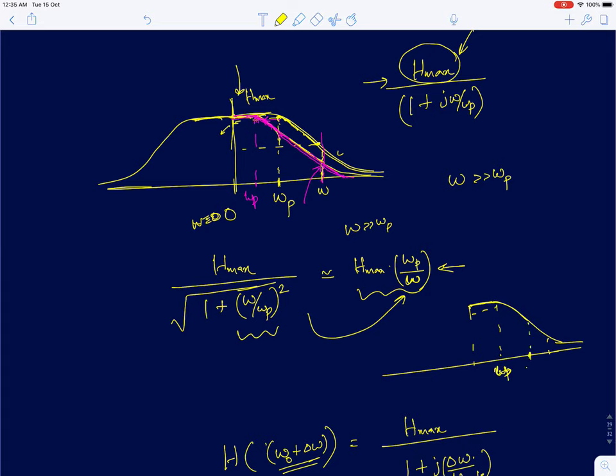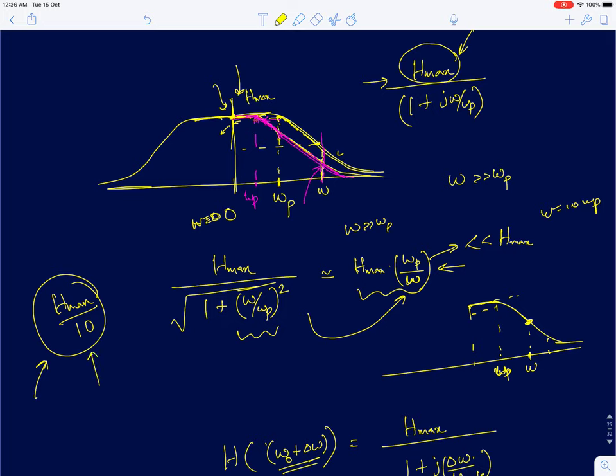Now at frequencies far away from omega p, we said that the gain is going to reduce. This value here is going to be much smaller than H max. Now I'll use a word called rejection instead of gain. Of course, the gain is going to be much smaller. Say, for example, omega is 10 times omega p. Then the gain is going to be 1/10 of the DC, the maximum value. At omega equal to 10 omega p, the magnitude of the gain is going to be H max by 10. So I can say that there is an attenuation or rejection by a factor of 10. The gain is attenuated by a factor of 10, or the rejection at this frequency is 10.